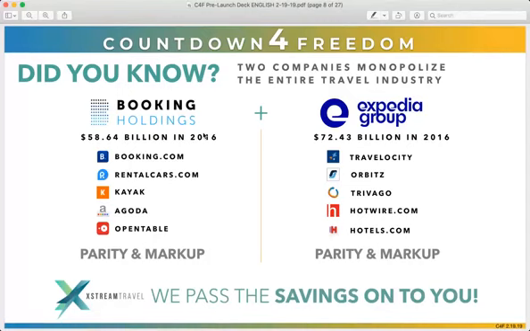Do you know Expedia Group doesn't just own Expedia? They own Travelocity, Orbitz, Trivago, Hotwire, Hotels.com. You think you're searching all those groups, but you're searching Expedia-owned companies. This is really interesting. Expedia by itself did about 4 times the volume that Travelocity did, the roaming gnome.